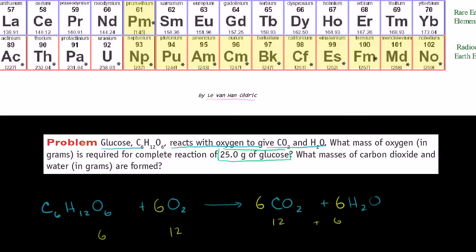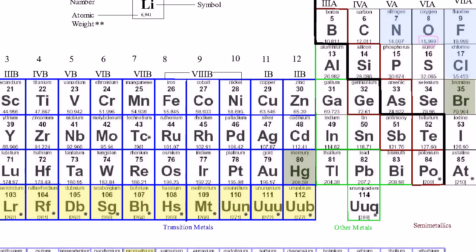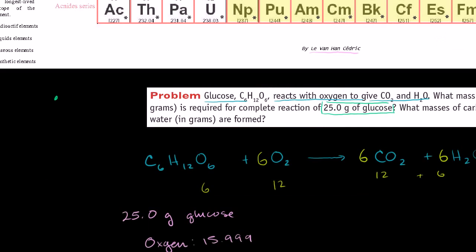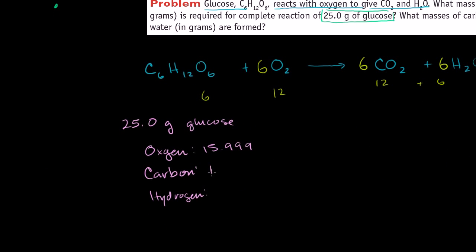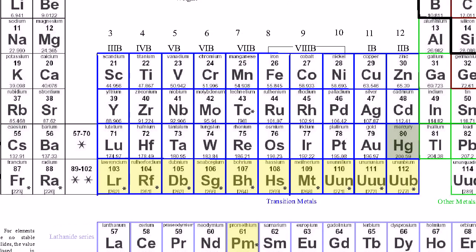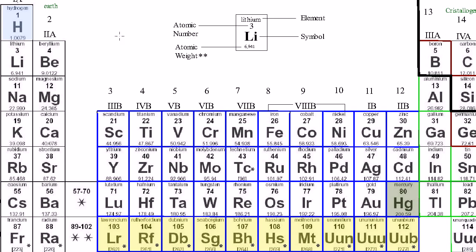Let's go back to the periodic table. We have carbon, which has an atomic weight of 12.011. And hydrogen is 1.0079. So let's do the carbon. 12.011. So the carbon is 12.011, and then the hydrogen. The hydrogen, remember, atomic weights are all the weighted average of all of the isotopes on Earth, is 1.0079.